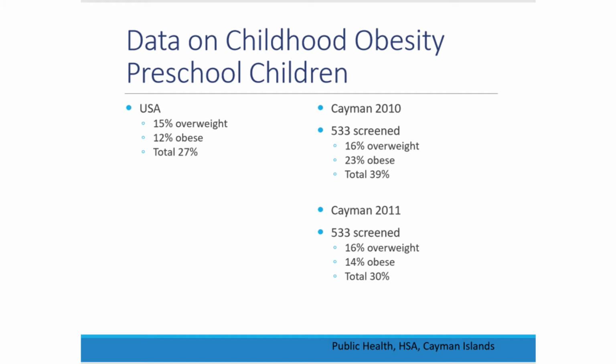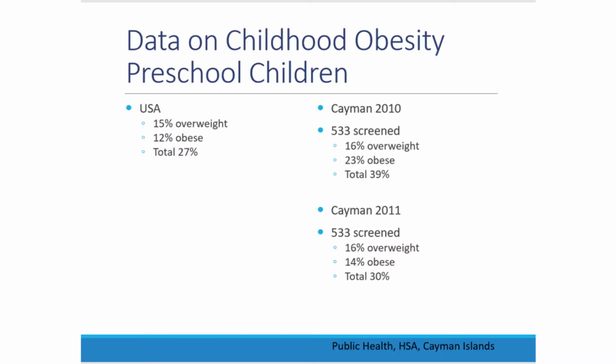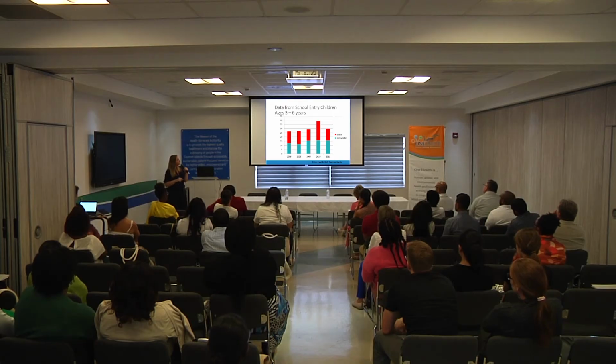In Cayman in 2010, there were 533 screens, and 16% were overweight, 23% were obese. So we had a total of almost 40% of the kids screened in preschool. Remember that now, these are preschool children, like 4- and 5-year-olds. So 39% are overweight or obese. The next year, 16% were overweight, 14% were obese, and a total of 30%. So unfortunately, we're beating America. Again, this is just data from school-age children, ages 3 to 6.